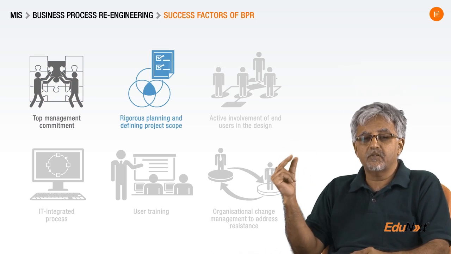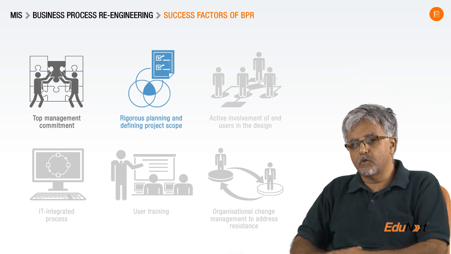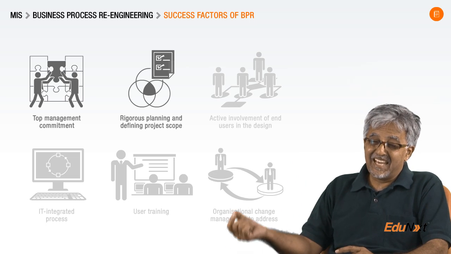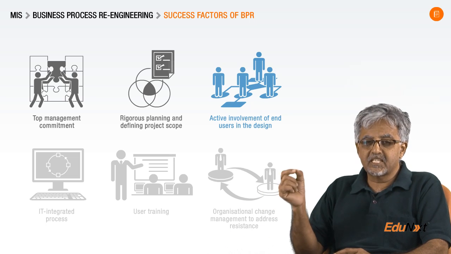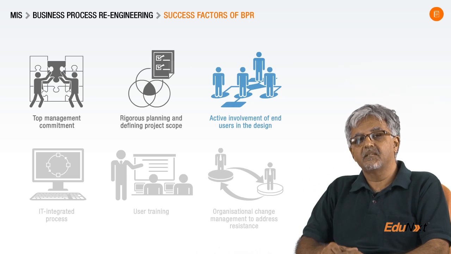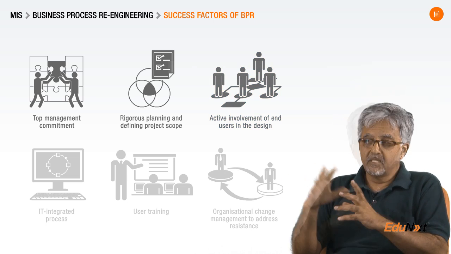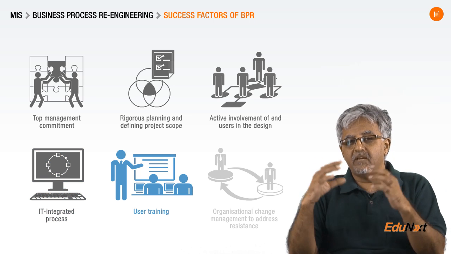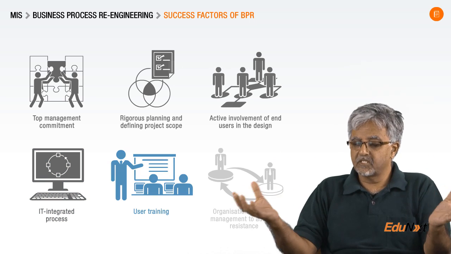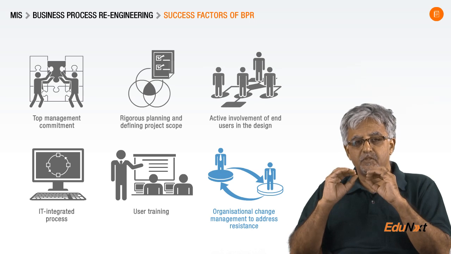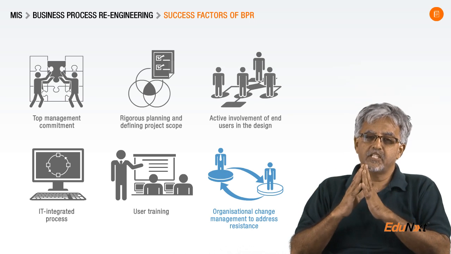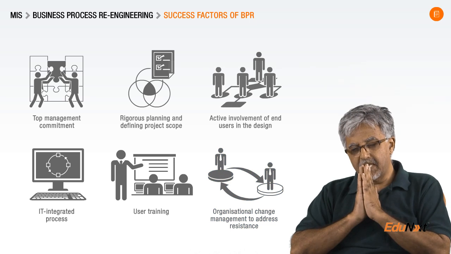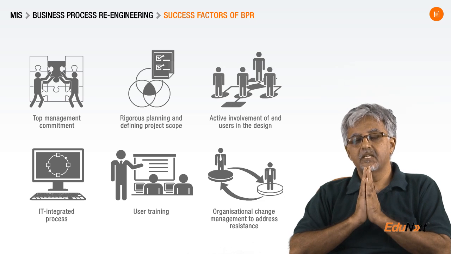Number 2, you need rigorous planning and you have to clearly define the scope of the project. If it's not defined, it'll go off track. Number 3, active involvement of the clients, customers, users in the design because only then will they accept it. They have ownership in it. Number 4, IT should be made an integral part of the process. Users have to be trained because you may have a great system, users don't know how to use it, the project fails. Finally, since there's likely to be a lot of resistance, there should be organizational change management, processes, training to address such issues. So that covers business process redesigning using IT.